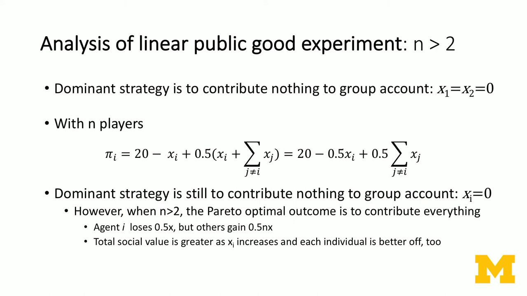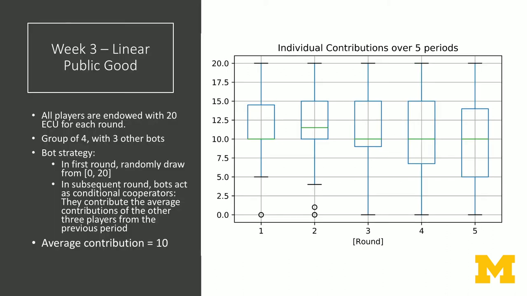So again, with the n player case, it is still a dominant strategy to contribute nothing to the group account. So basically, xi equals 0 for all i. But when n is greater than 1, the Pareto optimal outcome, the efficient outcome, is actually to contribute everything. Because individual i loses 0.5 times xi, but others gain 0.5 times xi, so everyone else gains this amount. So the total welfare is greater when everyone donates everything. So that is the trade-off between the private incentive, which is predicted by your equilibrium strategy, your dominant strategy, and the social welfare maximizer. If you have heard of the prisoner's dilemma, this is just a generalized version of the prisoner's dilemma. So let's take a look at the data.